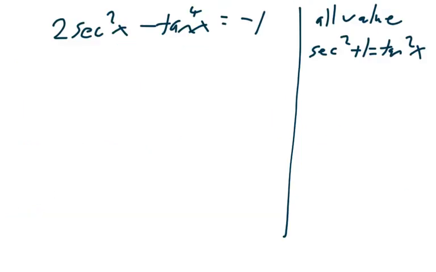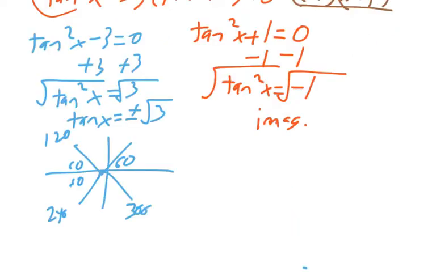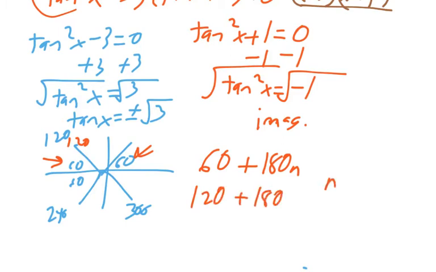Alright, so in this problem, we're going to try to find all of the answers. And we know that secant squared is equal to tangent squared plus 1. So we have these 60s, and from last unit, tangent has a period of pi, which is 180 in degrees. So really, I have 60 plus 180n, and 120 plus 180n, where n is an integer.